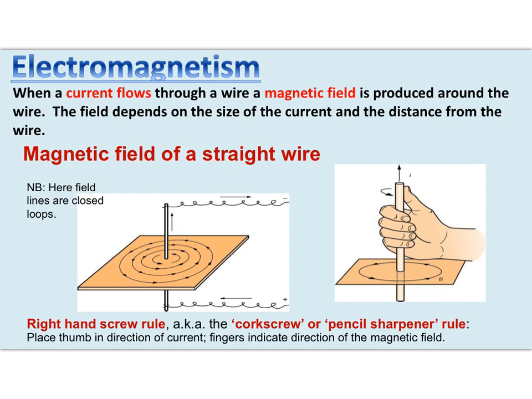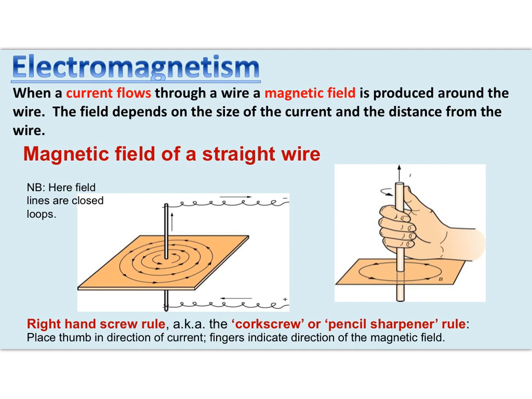So what we've got here is, if you look at the screen, this picture down here, we can see that the current's flowing through here, and that's causing a magnetic field to flow around in that direction. If we want to know the direction of the magnetic field, we can use what we call the right hand screw rule, sometimes called the right hand grip rule, or a corkscrew or a pencil sharpener rule.